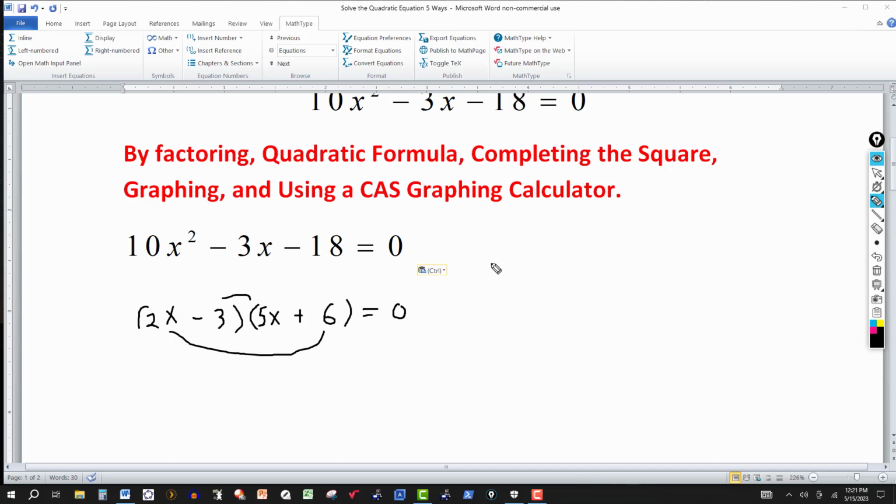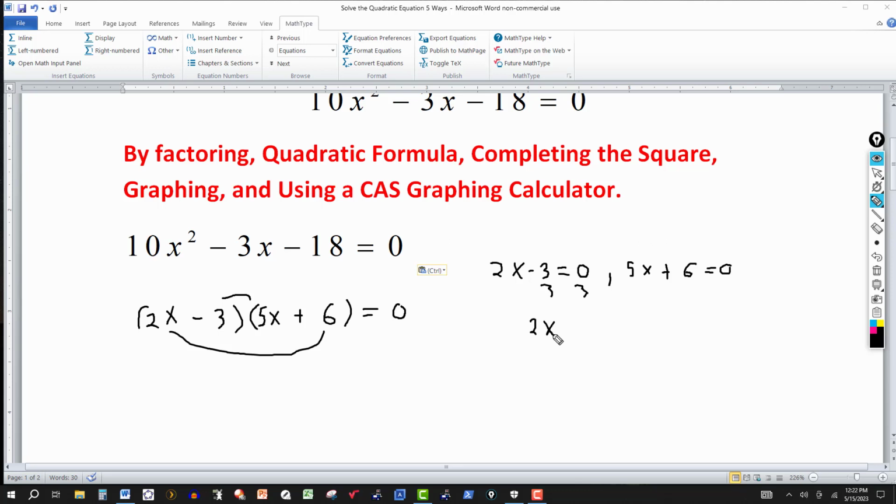So then we just set each factor equal to 0. The product of two factors will be 0 if one factor equals 0, or they're both 0. So we simply set both factors equal to 0. Solve each linear equation that we get for x. So 2x minus 3 can be 0, or 5x plus 6 can be 0, solving for x here. Adding 3 to both sides.